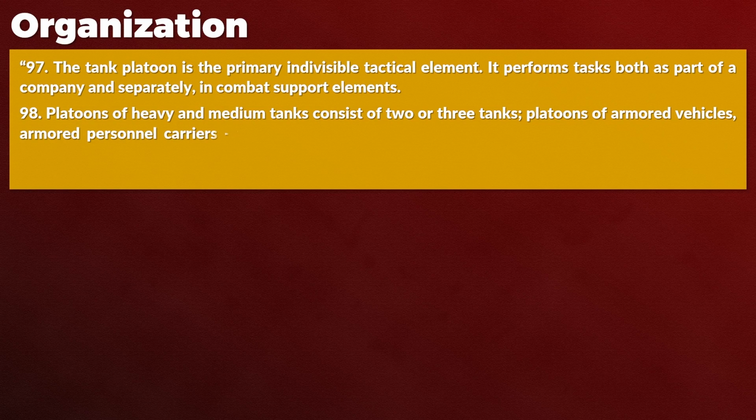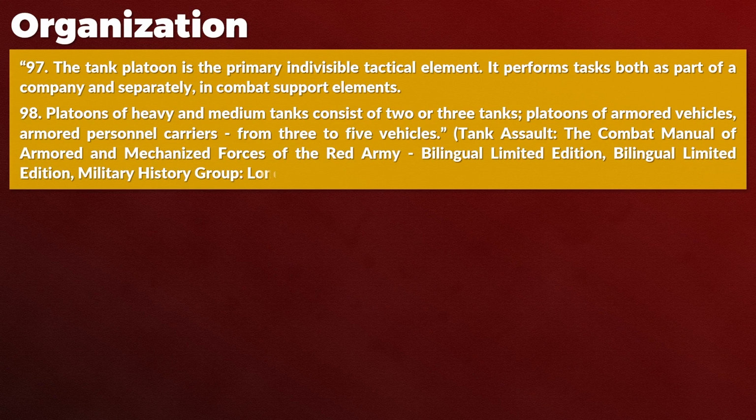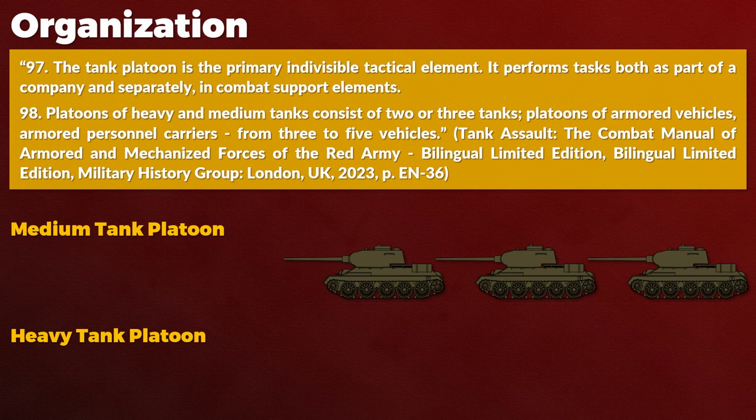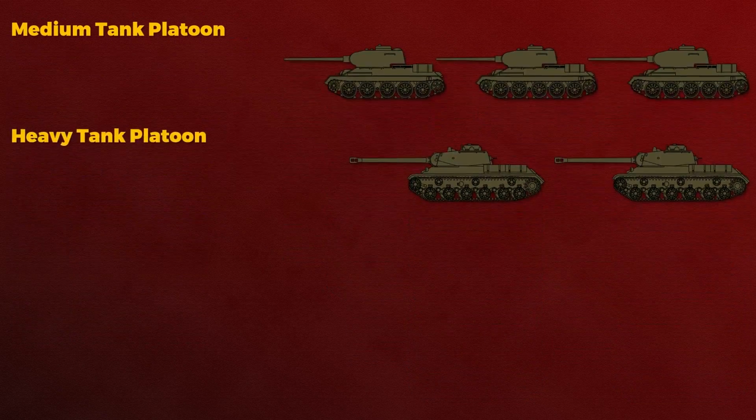Platoons of heavy and medium tanks consist of 2 or 3 tanks. Platoons of armored vehicles, armored personnel carriers, from 3 to 5 vehicles. So a medium tank platoon had usually 3 tanks and a heavy tank platoon 2 tanks. Of course, this is the authorized strength. Besides the platoon sizes, this is the same in German doctrine.